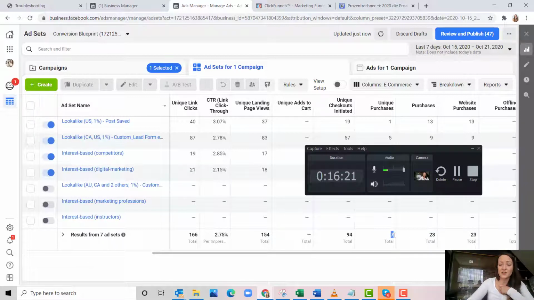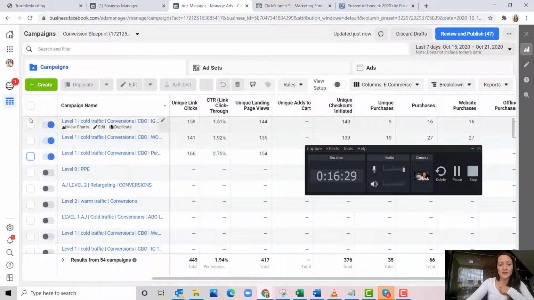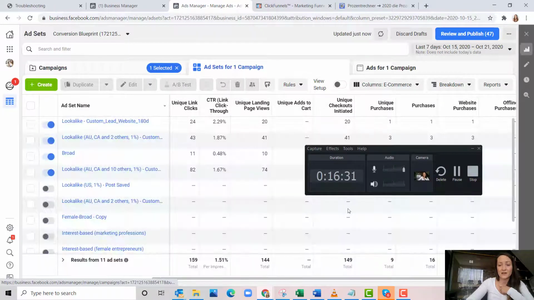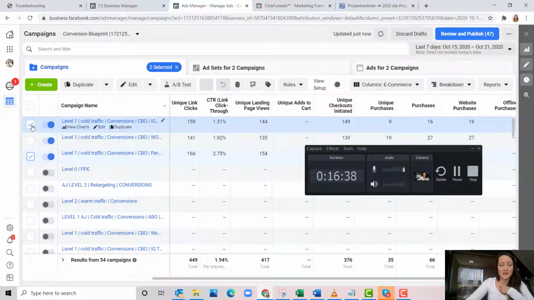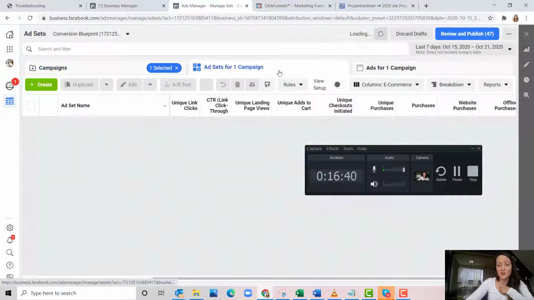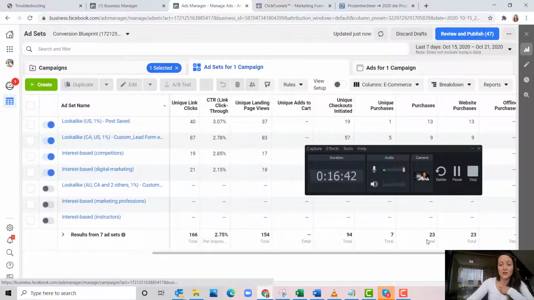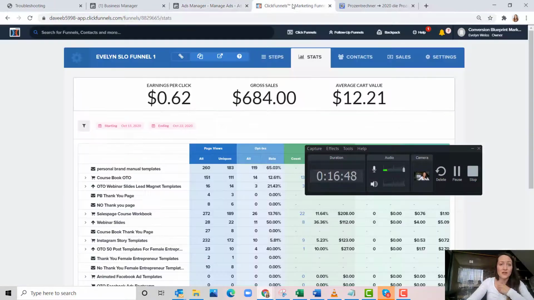If we look at that ratio, 7 people made 23 purchases. And if we look at the other campaign, 9 people made 16 purchases. So on this funnel, although the product is cheaper and the conversion rate is lower, more people took the order bump and the upsell, and that's why it's profitable. So now let me analyze this in here.